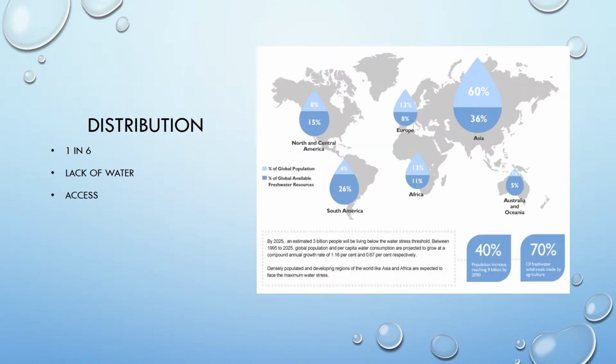As we see here, 1 in 6 people globally do not have access to fresh, clean water. In fact, it is estimated that the lack of water causes more deaths annually than all the wars on Earth combined. And again, this comes down to access. In the US, we have 8% of the world's population, but we have 15% of the world's freshwater supply. Whereas in Africa, they have 13% of the world's population, but only 11% of the freshwater supply.